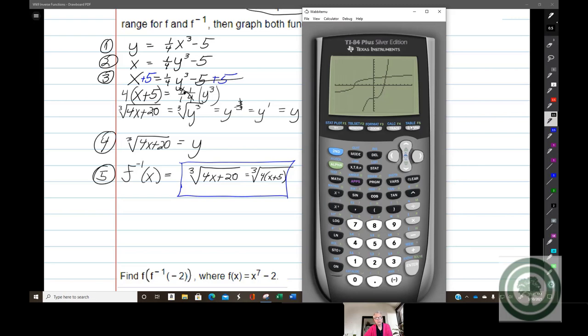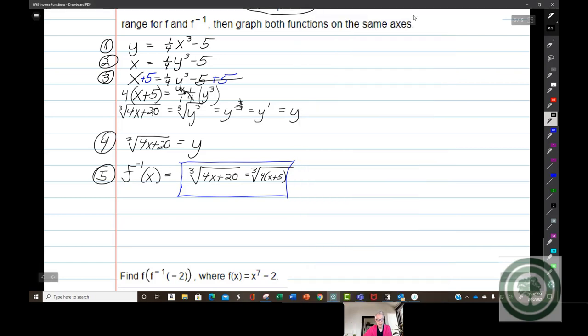All right, now I am going to come down to y3. You don't have to do this unless you're told to, but I just want you to see how, if I did this correctly, they're both going to cross. F and F inverse are going to cross, yeah, on the line y equals x. I just think that's so cool. Okay, enough of admiring my work.